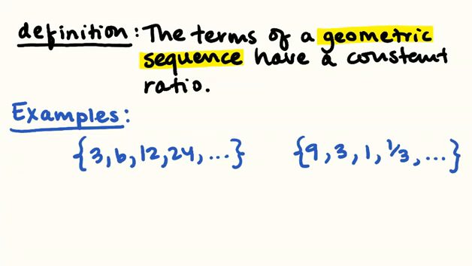On the first one, notice that I go from 3 to 6 by multiplying by 2, and I go from 6 to 12 by multiplying by 2, and 12 to 24 by multiplying by 2. That is what makes it a geometric sequence. And we say that its ratio, call that R, is equal to 2.